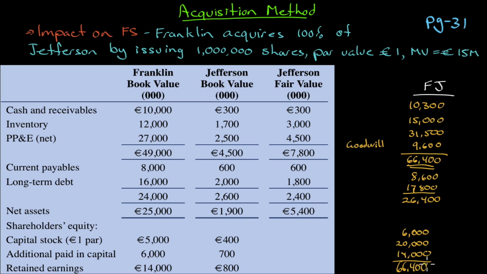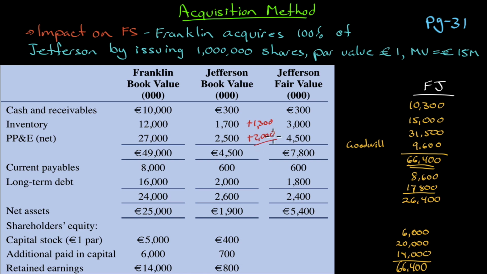Why do we ignore the equity section of the acquiree? Because it's folded into the concept of net assets. One thing to note here, or a couple of things that we want to pay attention to here, notice that our inventory went from 17 to 3,000, so that's plus 13, or 1.3 million. And our property, plant, and equipment went from 2.5 million to 4.5 million, so that's up another 2 million.